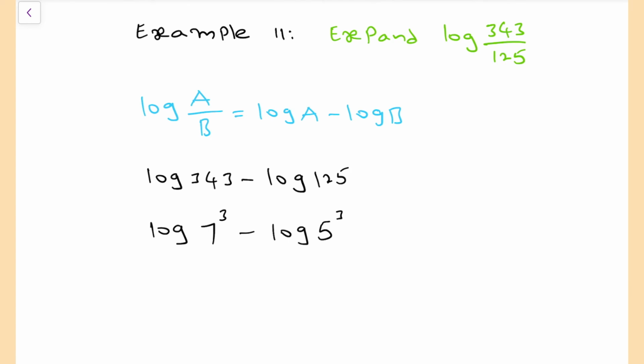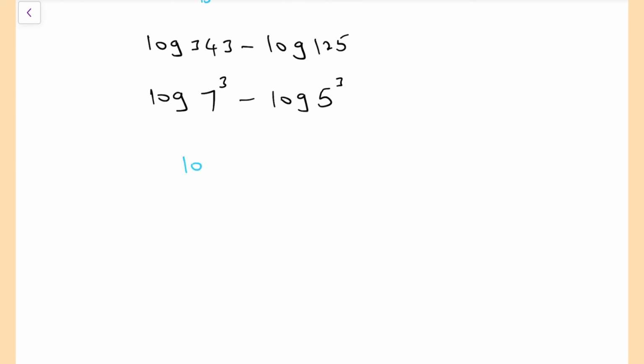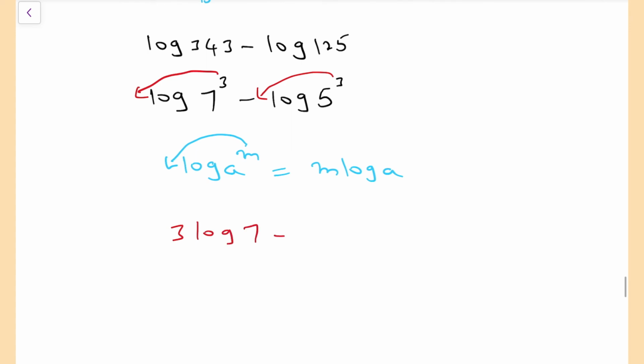Next, one more formula in logarithms: log a power m equals m into log a. In a logarithm, if there is a power for the main number, it will come to the front as it is. Then this power will come to the front, and this power will come to the front. So finally we will get 3 log 7 minus 3 log 5. Now in 3 log 7 and 3 log 5, 3 is common. So I am taking that 3 common. Then we remain with 3 into log 7 minus log 5.